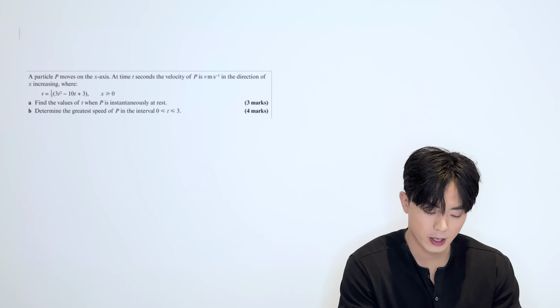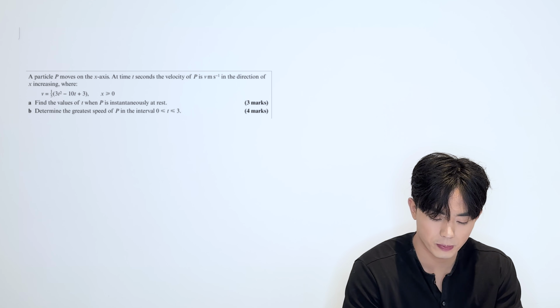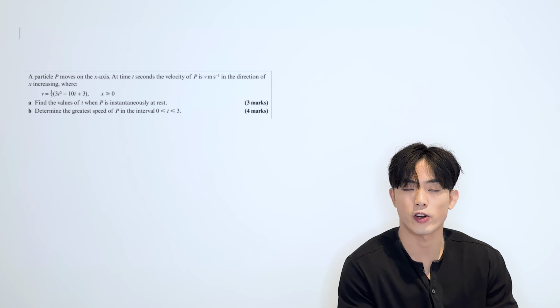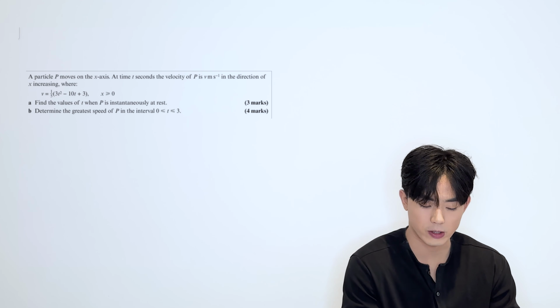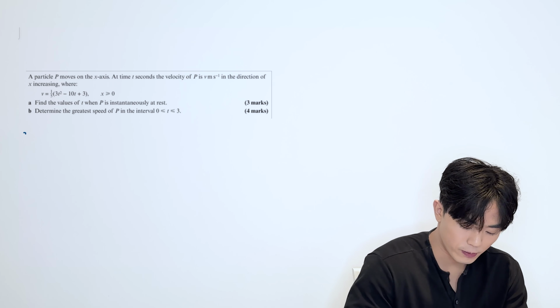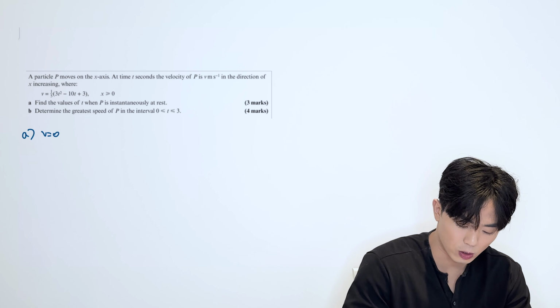Right, let's look at another one here. A particle P moves on the x-axis. At time t seconds, the velocity of P is v in the direction of x increasing. So as you can see, v is a function of time because it's got some t values inside here, right? Find the values of t when P is instantaneously at rest. So it's at rest when the velocity is going to be 0. So I can say v is equal to 0 and then solve for t.